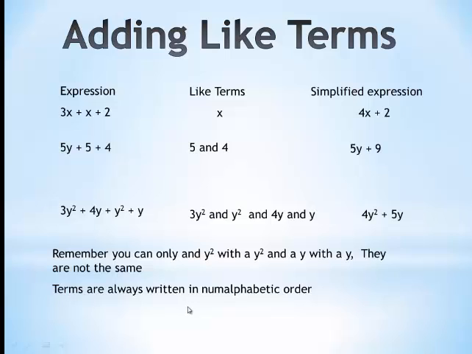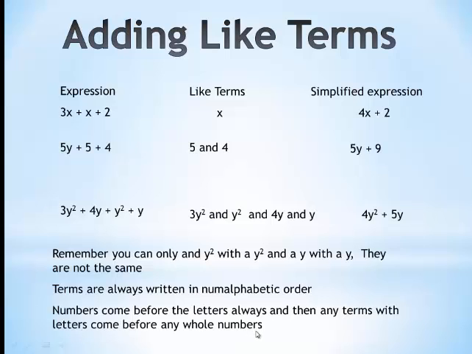Terms are always written in new alphabetic order. That's a word that I made up. So if that's not spelled rightly, then that's just my spelling. So numbers come, then letters in alphabetic order, and then whole numbers come after that.